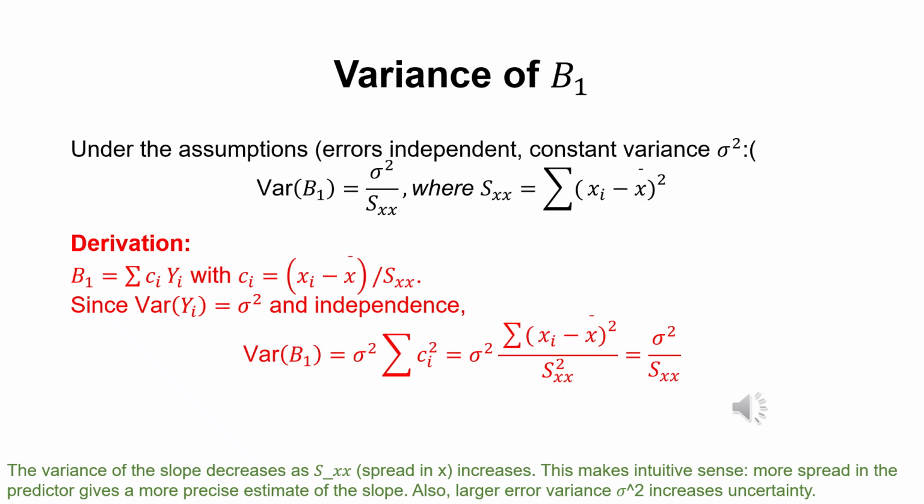The variance of the slope decreases as spread in x increases. This makes intuitive sense. More spread in the predictor gives a more precise estimate of the slope. Also, larger error variance sigma squared increases uncertainty.